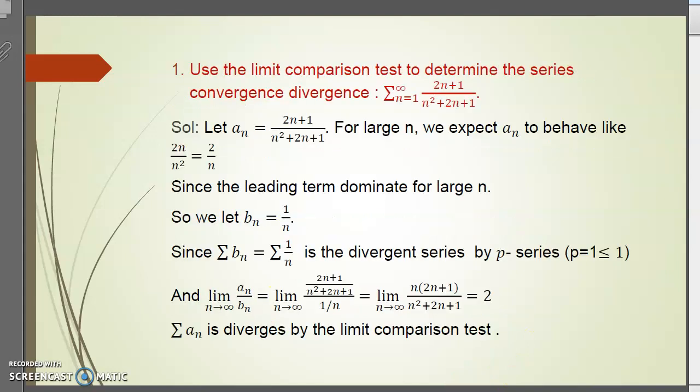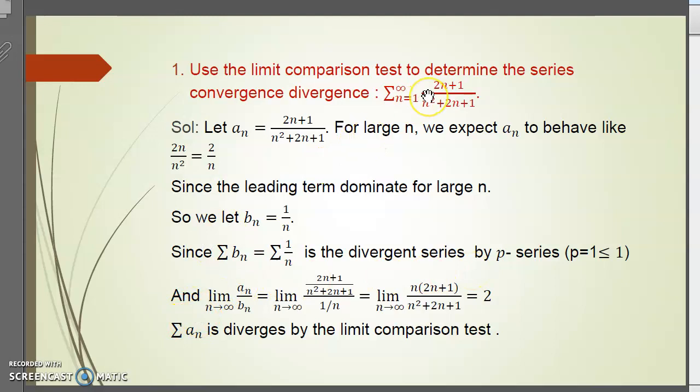You see one example here. Use the limit comparison test to determine whether the series converges or diverges: summation n equals 1 to infinity of 2n plus 1 by n squared plus 2. Take the nth term, 2n plus 1 by n squared plus 2. Here also, compare the highest powers: in the numerator n, in the denominator n squared. You can take either 2 by n or 1 by n, but here I am comparing with 1 over n. Summation b_n is equal to summation 1 by n. We know that n to the power p, p value is 1, so p less than or equal to 1, so it is a divergent series.